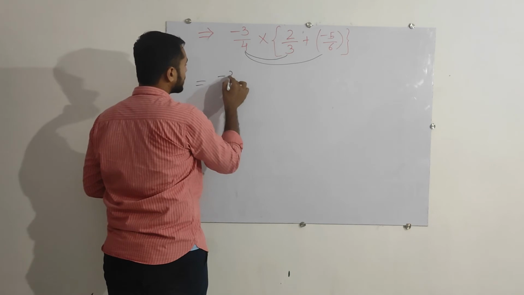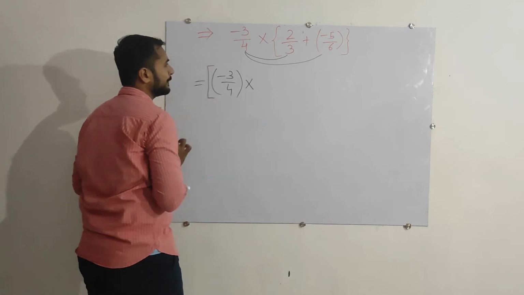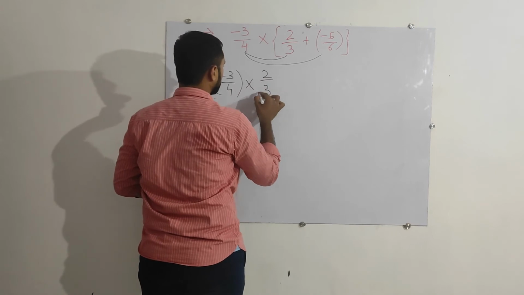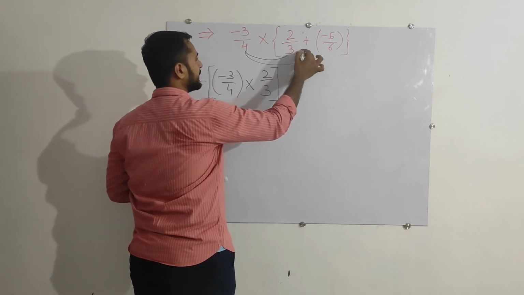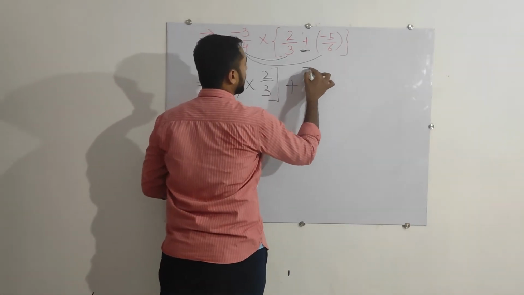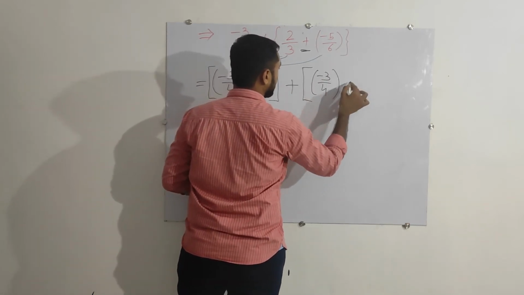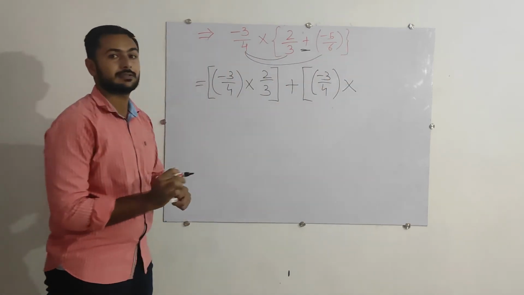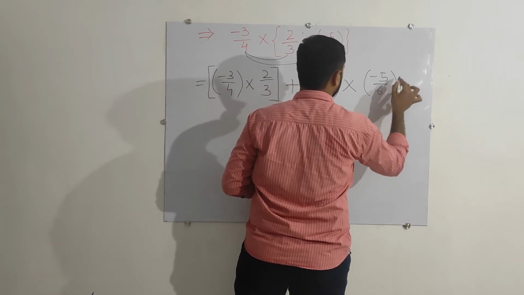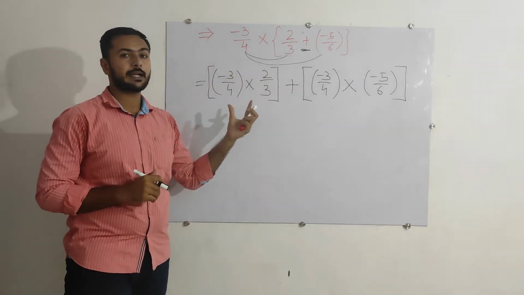First of all, minus 3 by 4, which is multiplied by minus 2 by 3. So that is multiplied by 2 by 3. Now which sign is there? Addition. Here, that's the addition. So it means I have to put addition in between. Again, minus 3 by 4 multiplied by the last number, the second number, that is minus 5 by 6. After this, I have to solve both the brackets.